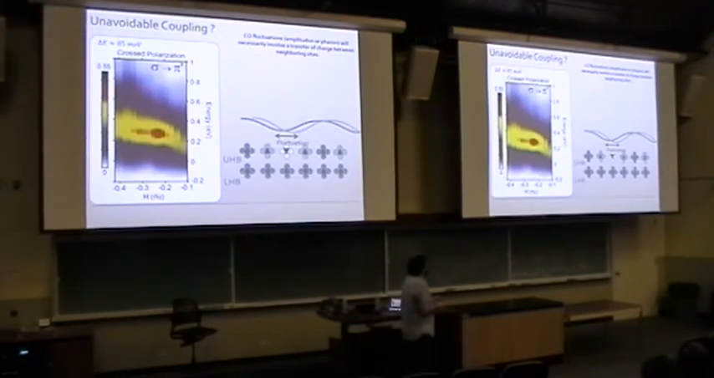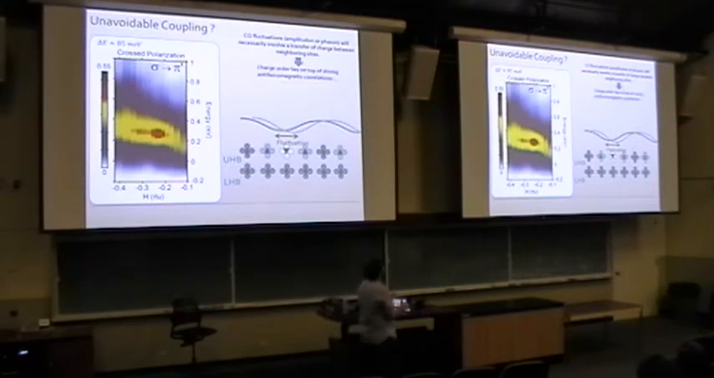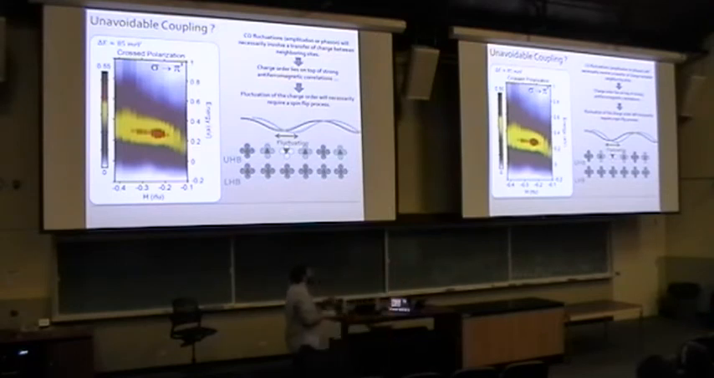We have a little cartoon picture for what this might be. So if you imagine that you have a charged stripe on top of strong antiferromagnetic correlations, then a fluctuation of that charged stripe, and then a phason, is going to necessarily involve the transfer of charge from one atom to the neighbor, and it's going to perhaps force it to have a spin flip.